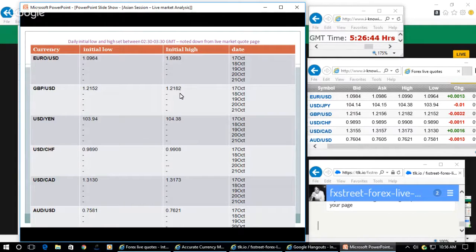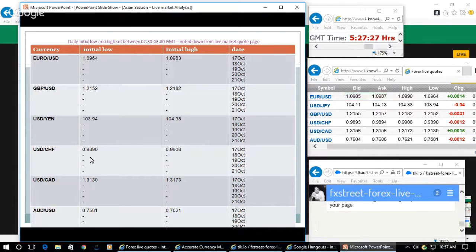In the case of GBP, 1.2152 is the low, 1.2182 is the high. They have not breached the low or the high. They are simply holding it in order to handle the Euro GBP cross. They want to gain levels in the case of the Euro GBP cross, so they are holding GBP near the low and gaining the levels in the case of Euro. Then in the case of USD yen, 103.94 is the initial low, 104.38 is the initial high. They have not breached the low or the high, and it is holding around the 104 level. Slowly they will hold, and net change is negative, and they are expected to make the slide.